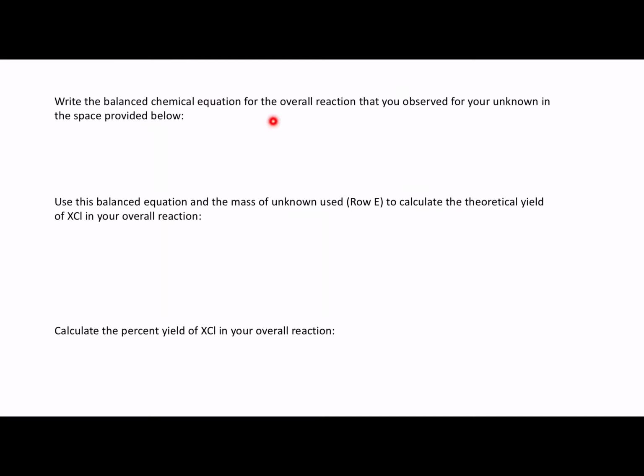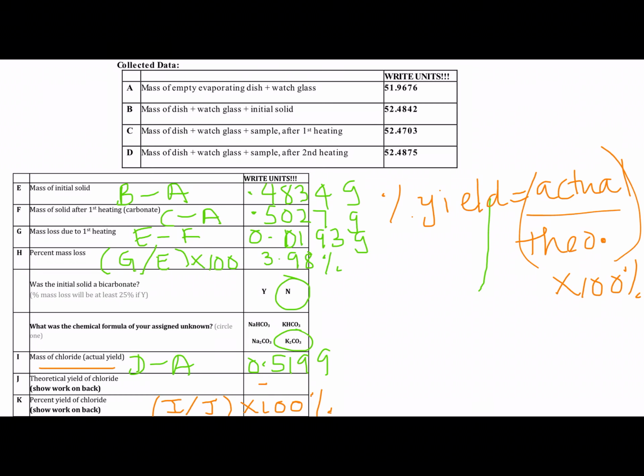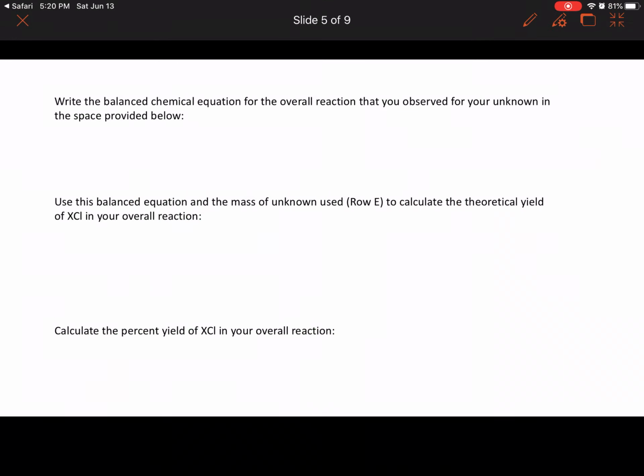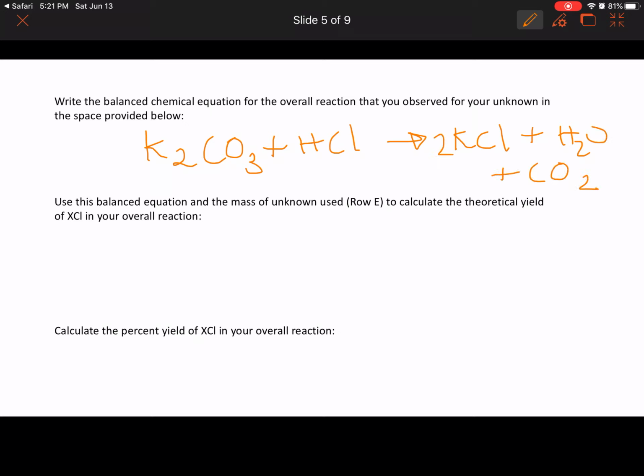Write the balanced chemical equation for the overall reaction that you observed for your unknown in the space provided below. Now, in order to do that, remember you figured out that you have potassium carbonate. If you had a carbonate, what is the overall reaction for carbonate? The first time you heated, nothing happened, it became a carbonate. So your overall reaction is going to be potassium carbonate plus hydrochloric acid, giving you potassium chloride plus water and carbon dioxide. That's going to be your overall reaction.